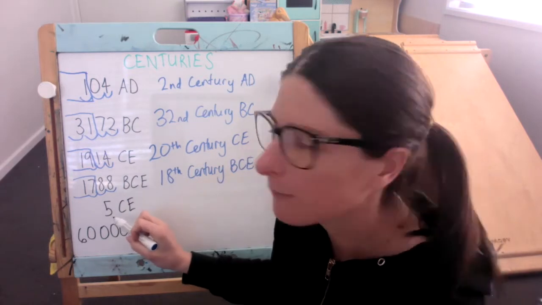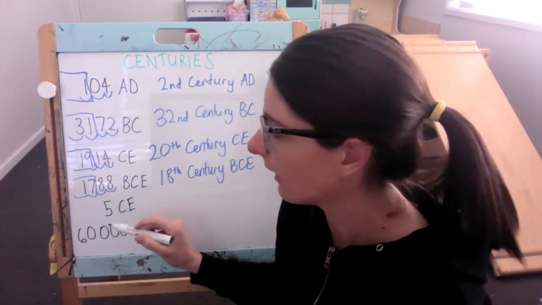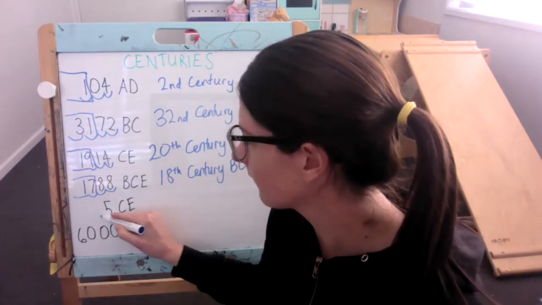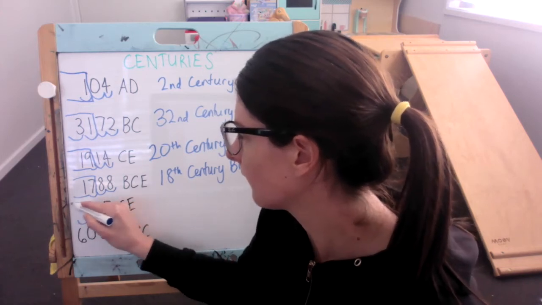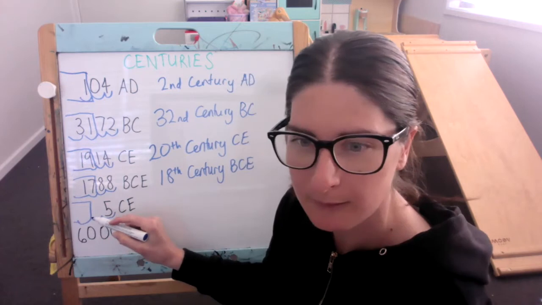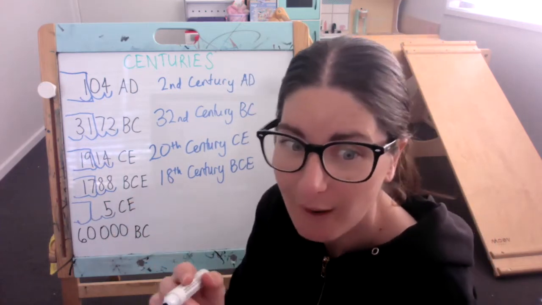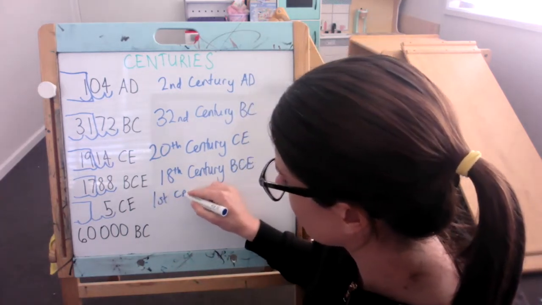Okay, this one can throw people because it's such a little number, but just same rules again. 1, 2, 3. So we're only looking at here onwards. It's 0. It's blank, okay? But 0 plus 1 is 1. So it's the 1st century CE.